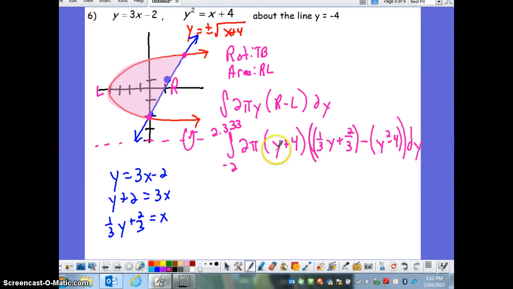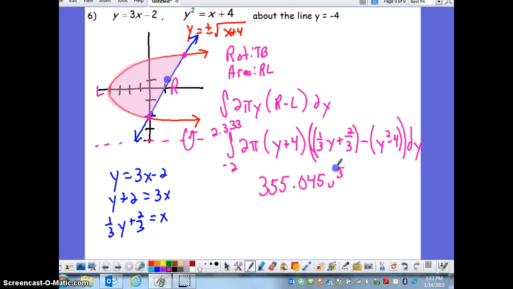Eventually, if you're going to do this by hand, you would have to FOIL this. But for right now, we're just going to use math 9 on this, and you get 355.045 units cubed. That's it.